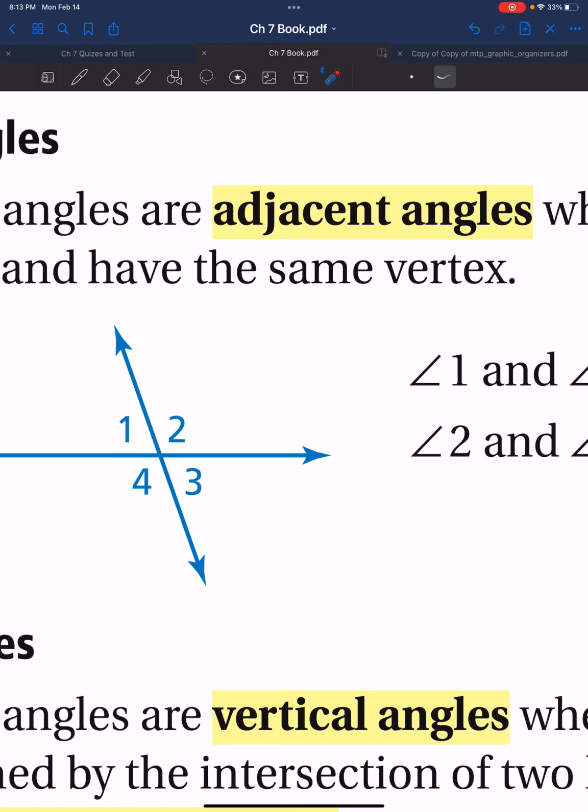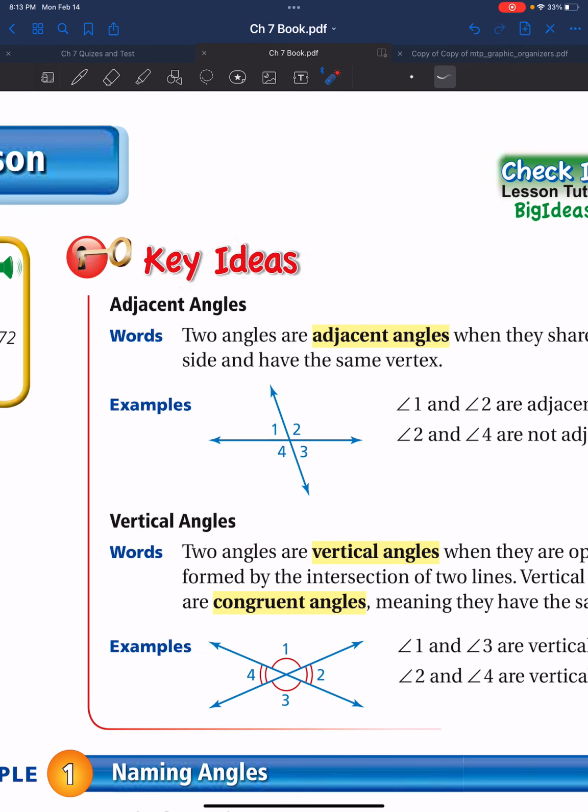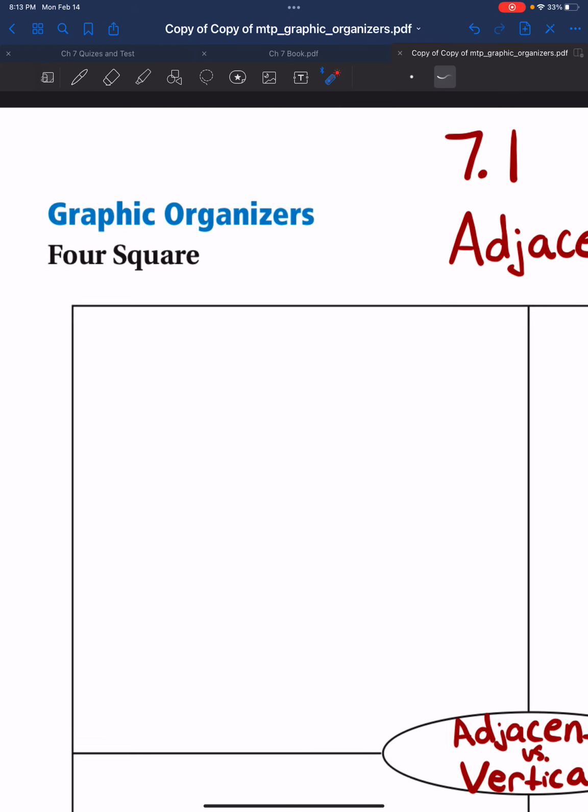So I would say 1 and 2 are adjacent. 2 and 3 are adjacent. 3 and 4 are adjacent. 4 and 1 are adjacent. Does that make sense? I hope so. So let's go ahead and hop over to our graphic organizer and let's write down adjacent angles.